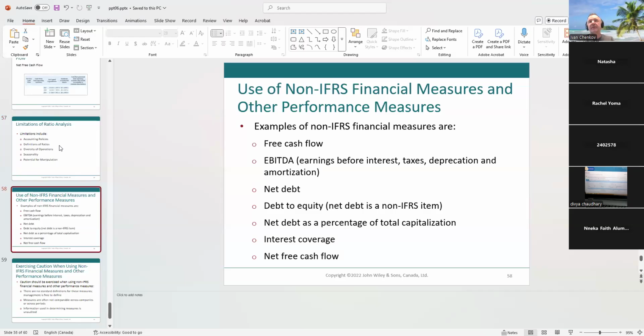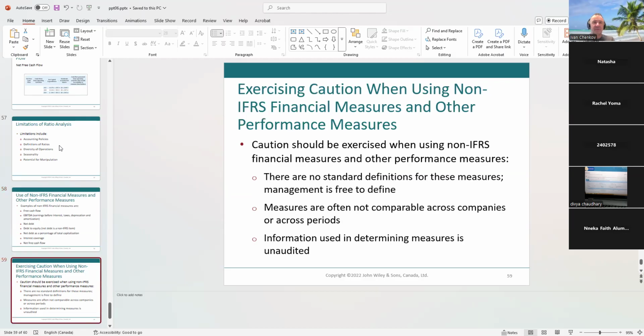How can we use the non-international financial reporting measures? Examples of non-financial reporting standards measures are the free cash that we saw in the last formula, earnings before interest, taxes, depreciation, and amortization. That's another term which is not used by International Financial Reporting Standards. Net debt, debt to equity, net debt as a percentage of the total capitalization, interest coverage ratio, and net free cash flows are not used either.